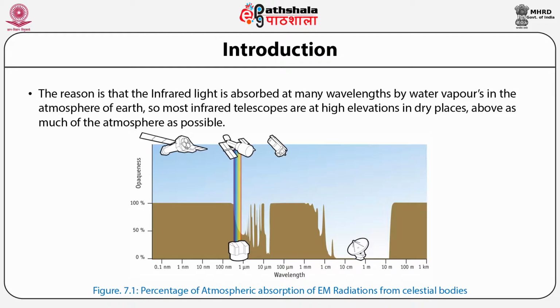There are also infrared observatories in space, for example the Spitzer Space Telescope and the Herschel Space Observatory. We refer to these observatories here because they have already given some very important results.